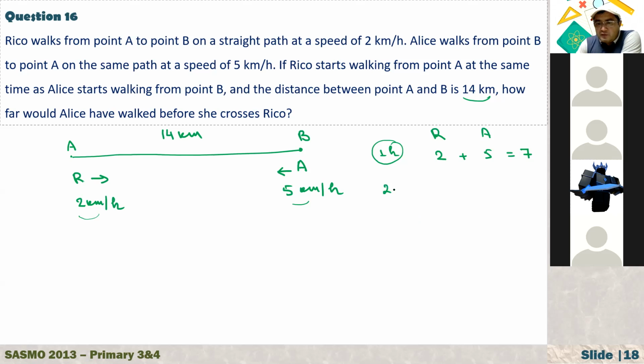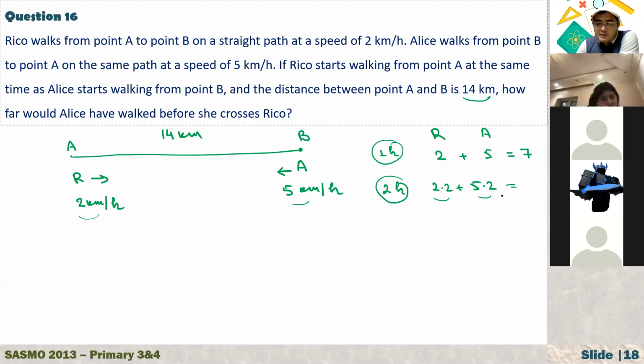And how about after 2 hours? Let's say Rico walks 2 times 2, Alice walks 5 times 2, right? Speed times time, which is 2 times 2 is 4, 5 times 2 is 10. So their sum is 14. That means that after 2 hours, Rico comes here, and Alice comes here. What is the distance traveled by Rico? It is 4 kilometers. What is the distance traveled by Alice? It is 10 kilometers, right? That means that after 2 hours, they meet each other here.